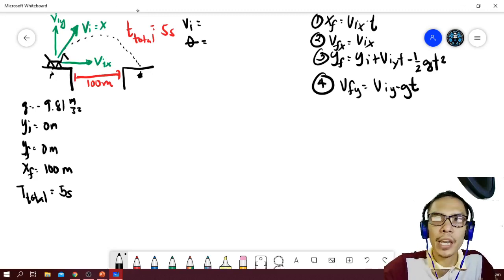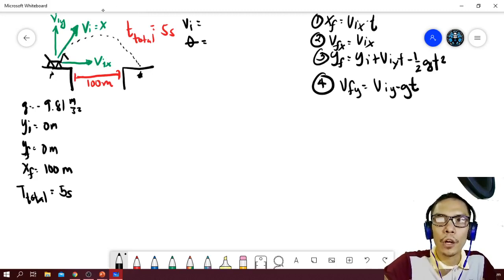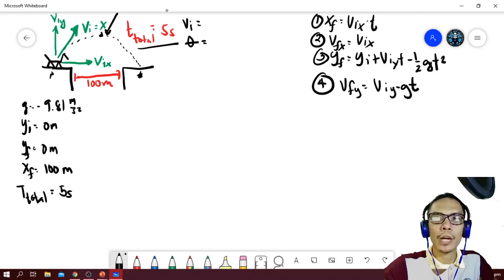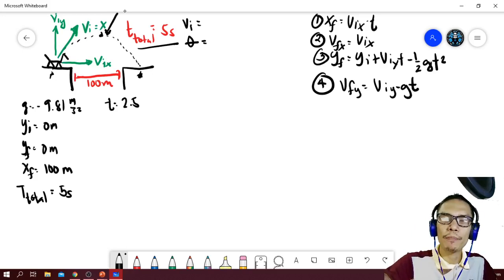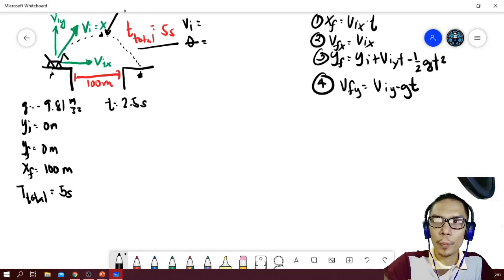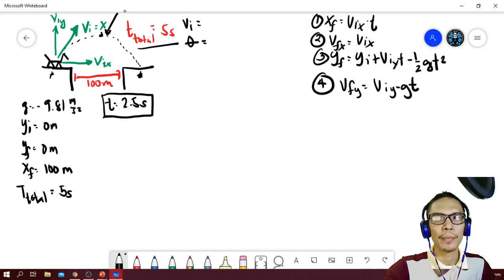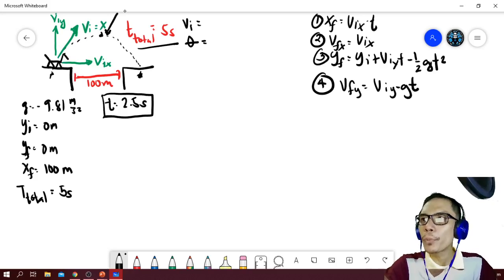Alright, the total time. Since this is level ground, the midpoint, which is this point that you have right here, has half of this total time. So the midpoint has half of that total time, 5 seconds divided by 2, that is 2.5 seconds. So we already have half of the total time.